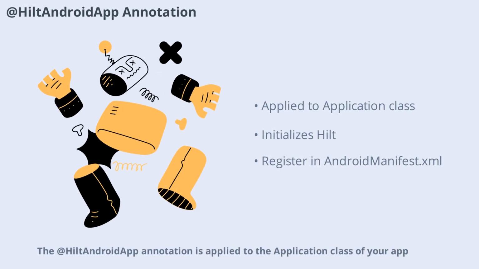The @HiltAndroidApp annotation is applied to the application class of your app. This annotation triggers Hilt to generate a base class that initializes the dependency injection framework for your application. By adding @HiltAndroidApp, you ensure that Hilt is set up correctly and ready to manage dependencies throughout your app. Remember to register your application class in the Android manifest XML file to complete the initialization. This setup is crucial for enabling Hilt's features and ensuring smooth dependency injection from the start.